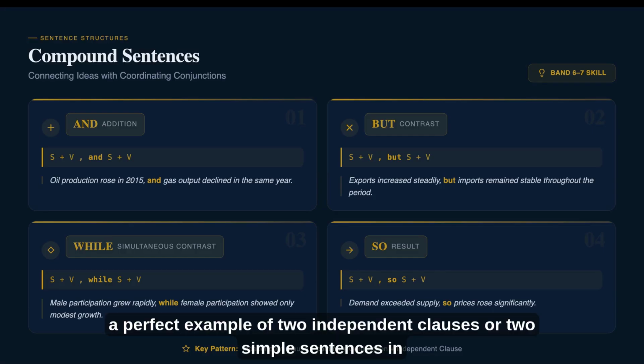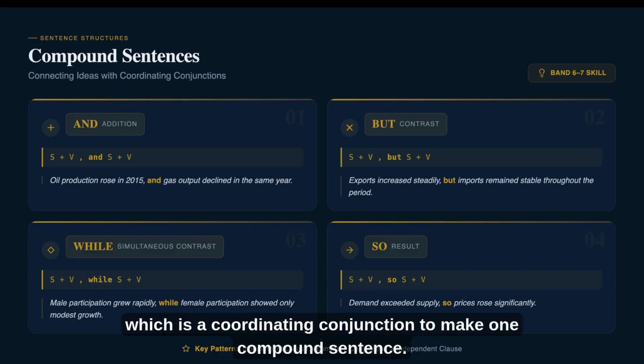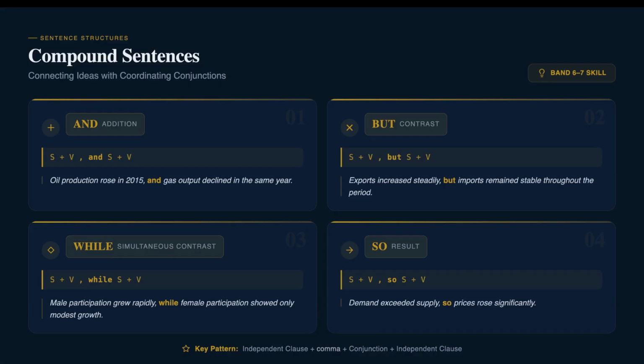So this is a perfect example of two independent clauses, or two simple sentences in other words, combined with a comma and "and", which is a coordinating conjunction, to make one compound sentence. Right, let's move on to another formula.